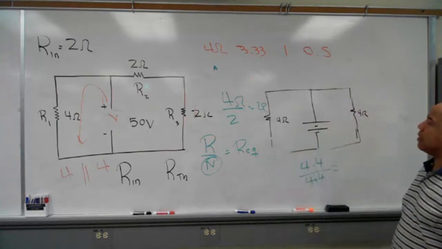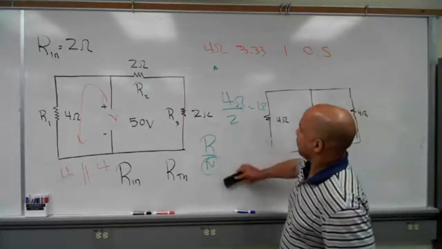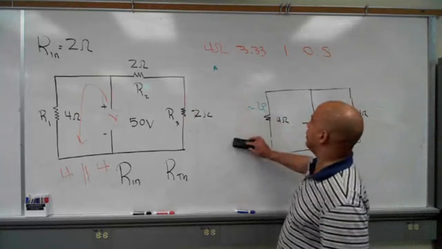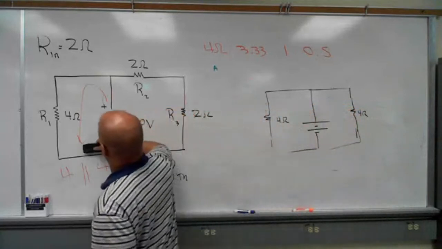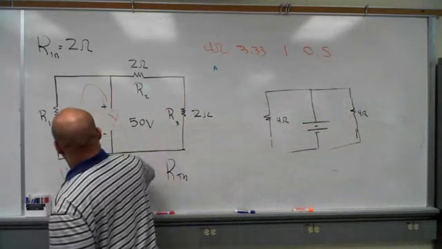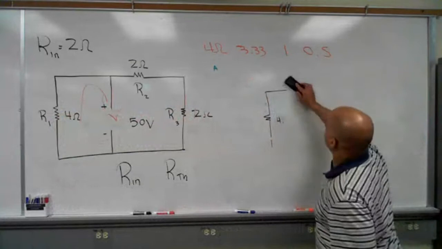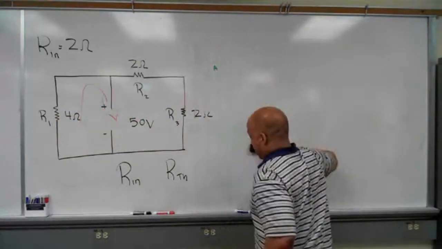Okay. All right. Well, let's keep going at this. So we got the input resistance of 2. So don't get hung up on input resistance. You should be able to do it. But the point is being able to Thevenize. So let's go back to the original circuit. And I want you to find VTH and RTH.